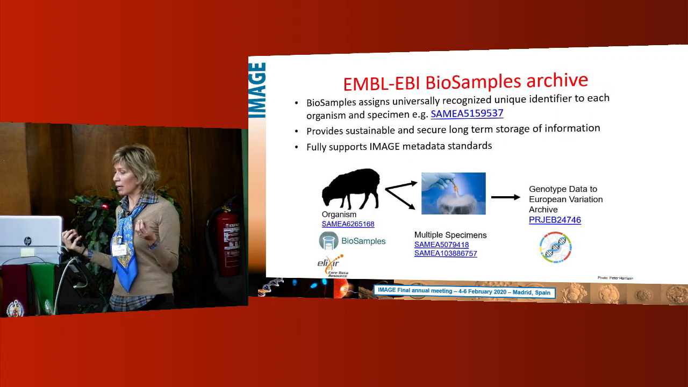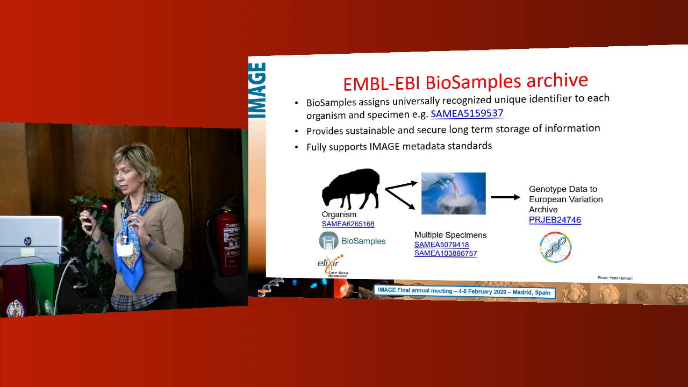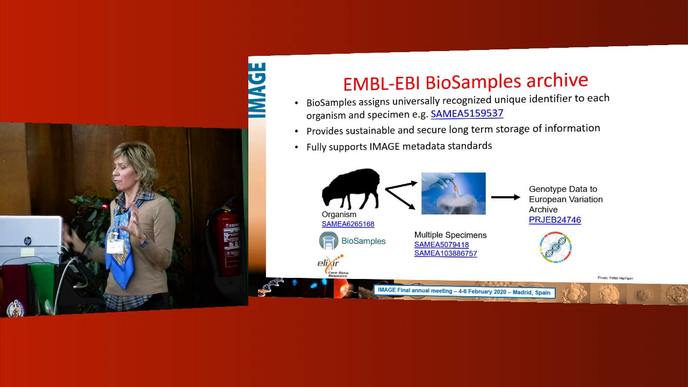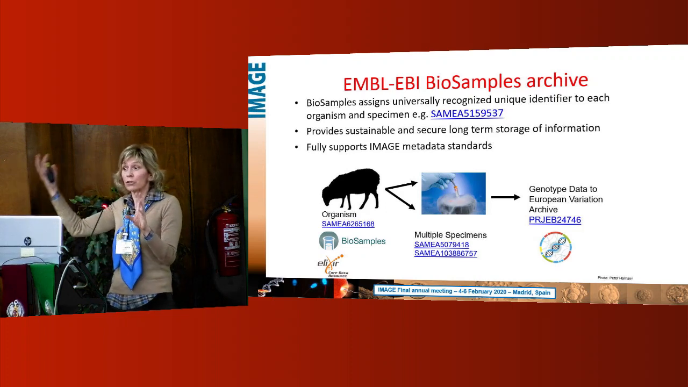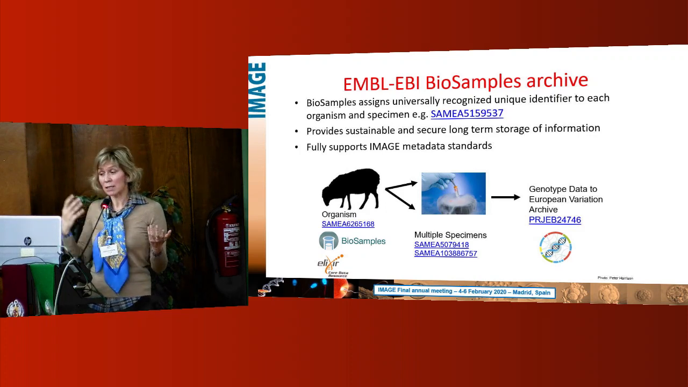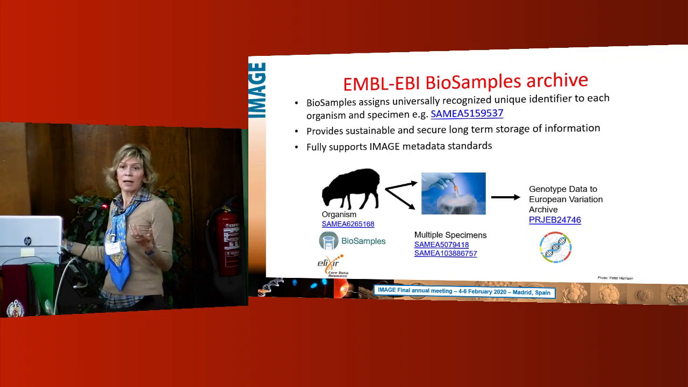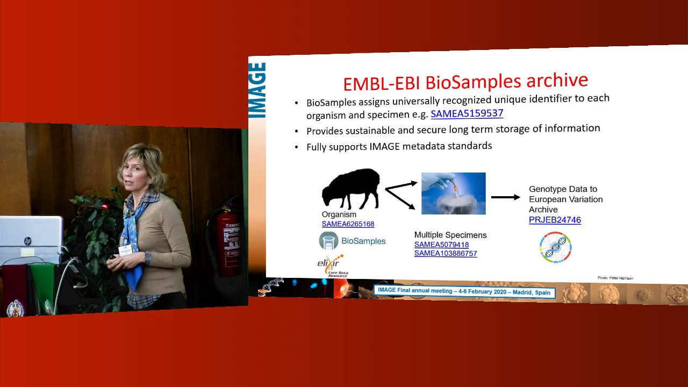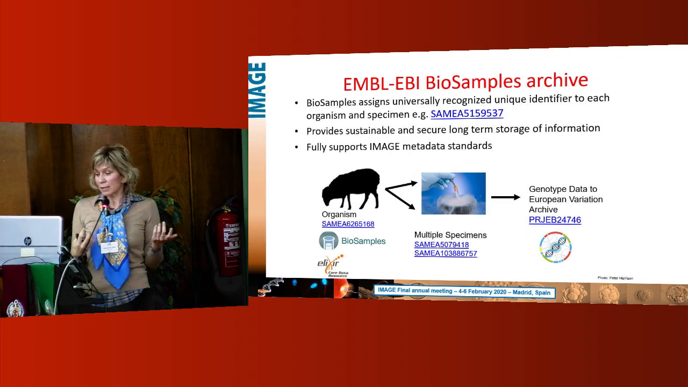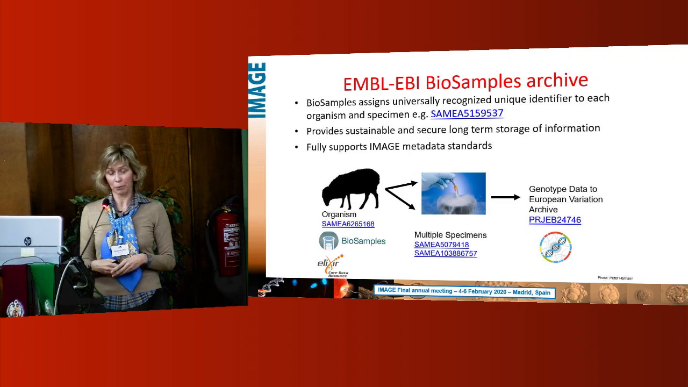What is important about biosample mainly is really that it assigns universally recognized unique identifiers. So that identifier is something that we could use for a number of then uses and applications, because it links together the organism, the sample, and information that may be preserved in other archives, such as the variation archives, where we can store genomic information. And of course, it provides a sustainable and secure long-term storage well beyond the end of the project.